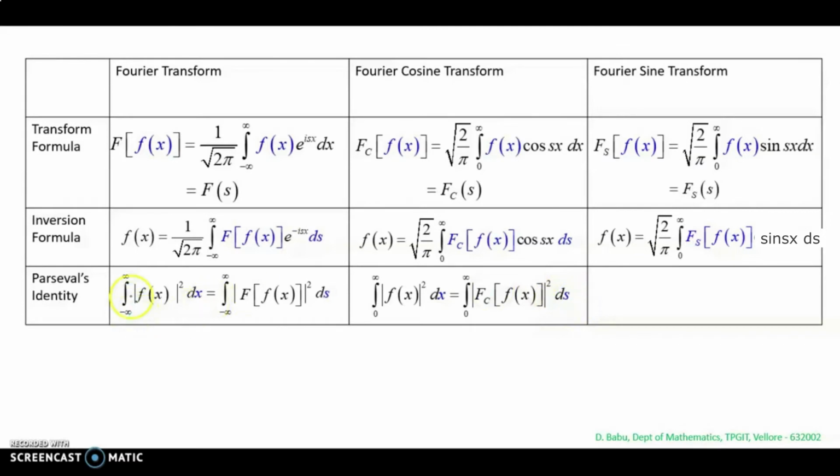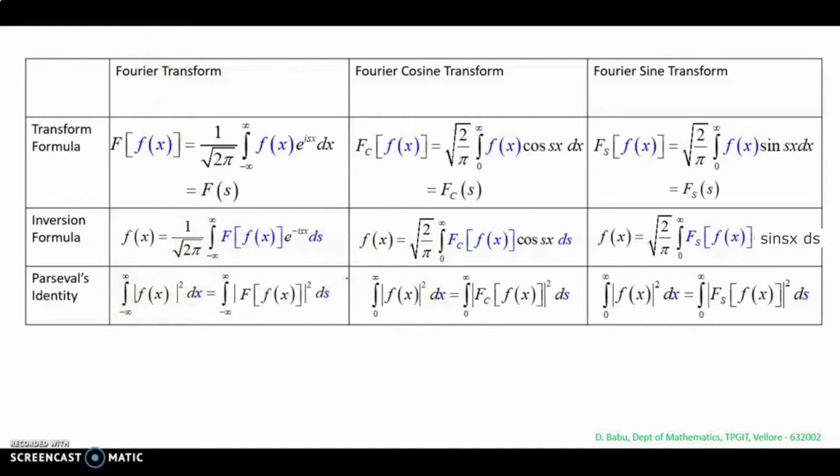Here the limit is minus infinity to plus infinity. Here the limit is 0 to infinity. Here the right-hand side is the Fourier transform of f of x. Here the right-hand side is the Fourier cosine transform of f of x. For the Fourier sine transform, the formula is the same; instead of Fourier cosine, we replace it with the Fourier sine transform. For Fourier cosine and Fourier sine, the limits are always 0 to infinity. For the Fourier transform, the limit is minus infinity to plus infinity.